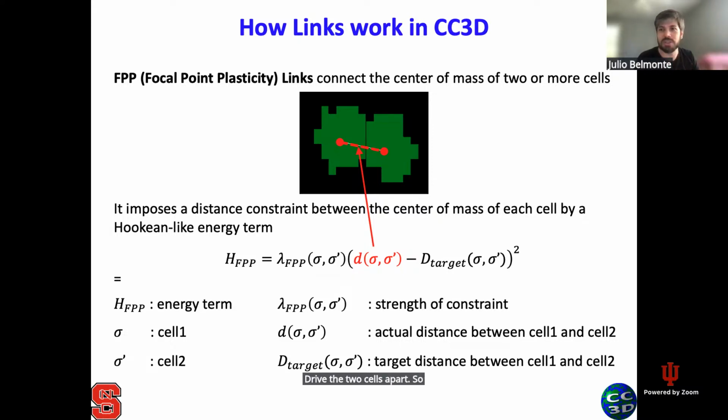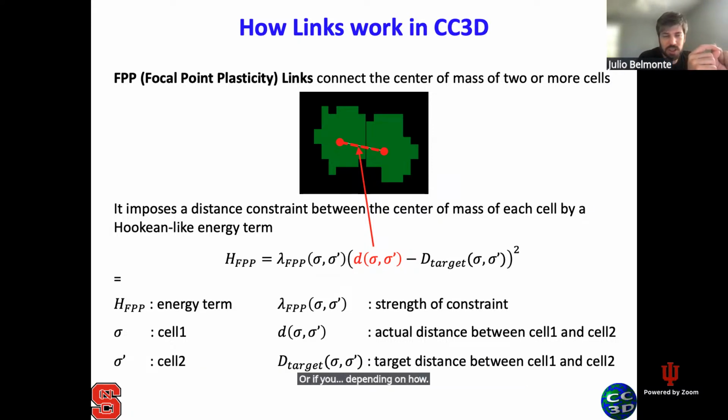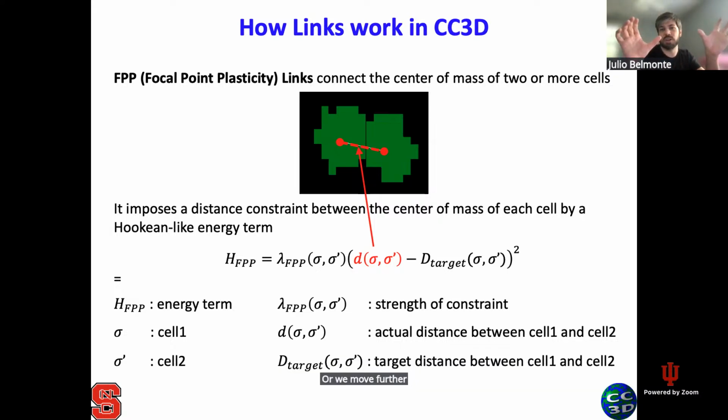So you can use that to make sure that the cells stay at the same level they are. Or, depending on what value you assign to the target length, it can cause the cells to actually become closer than they would otherwise be, or be moved further away. So we can create some kind of constriction of the tissue or some kind of extension of the tissue by just playing with this ideal target distance between the two cell pairs.